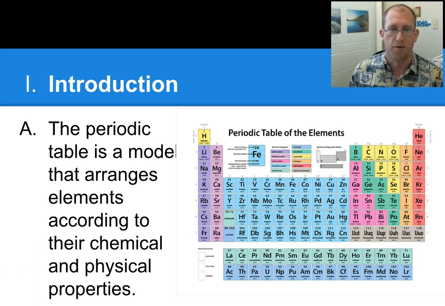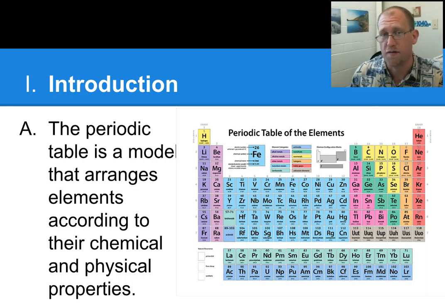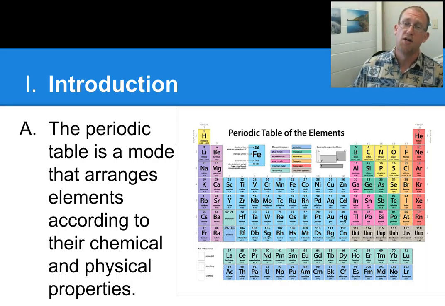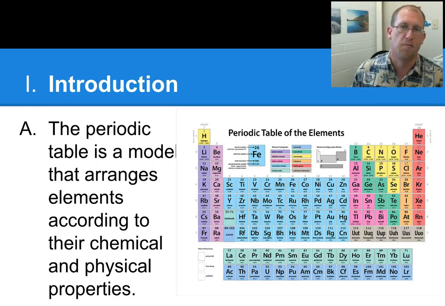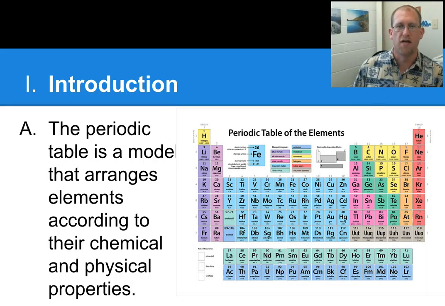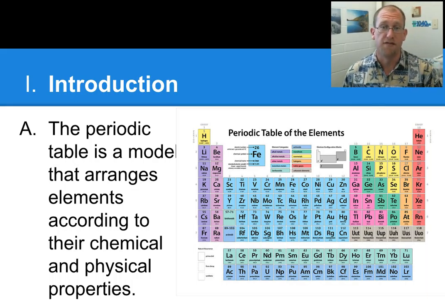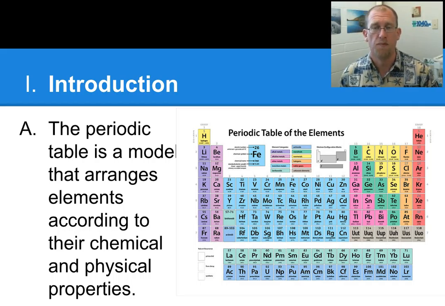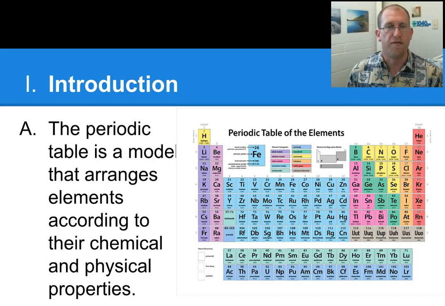The periodic table arranges the elements according to their chemical and physical properties, and also according to the electron configurations, but we'll get to that in a minute. You've seen the periodic table before. This is something that you meet for the first time probably in late elementary or middle school. We dealt with it in physical science a couple years ago, so this should be very familiar to you.